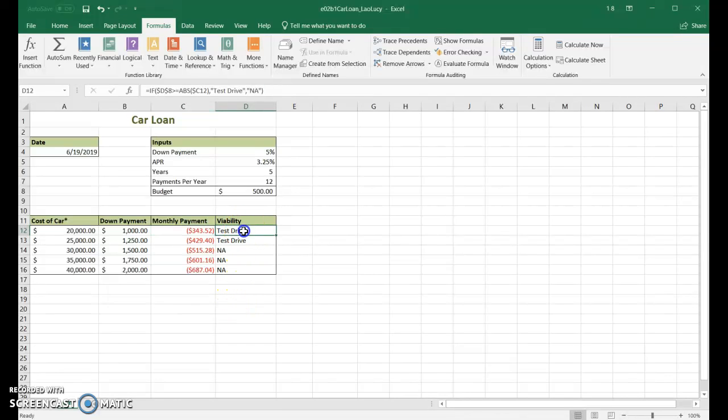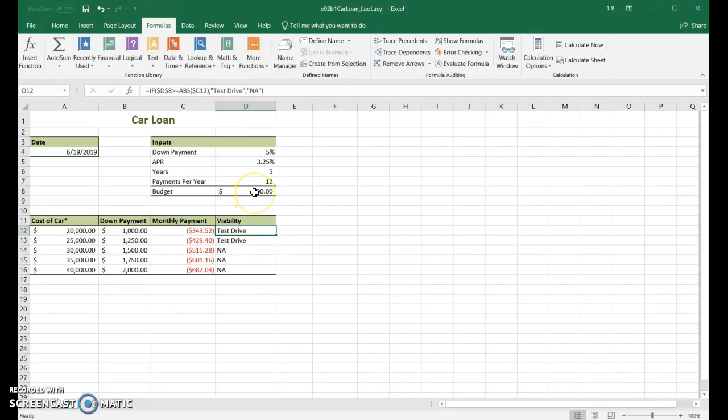Next, we're going to see if the monthly payment is within our budget of $500. And the way we do that is we're going to hit one of the logic formulas. So we're going to put in the IF over here, and then we're going to say if D8, which is $500, is greater than or equal to the absolute value of the monthly payment, then we can test drive the car.